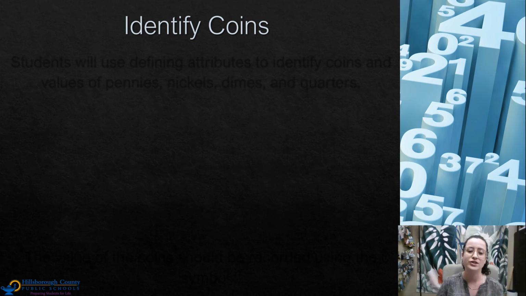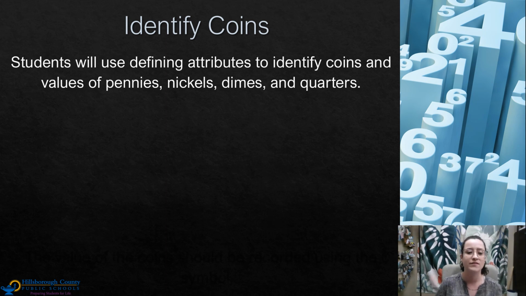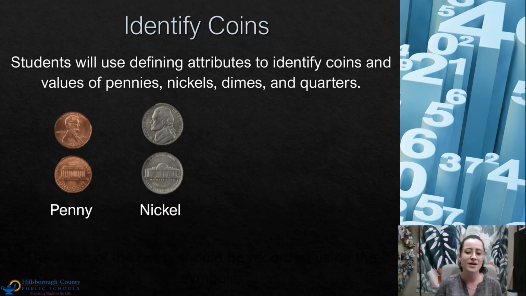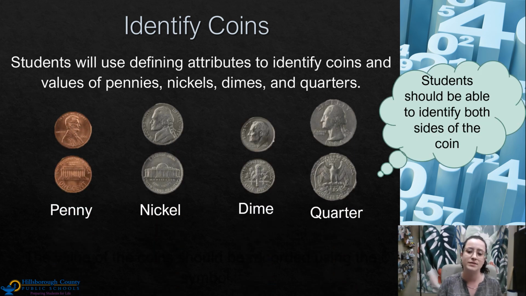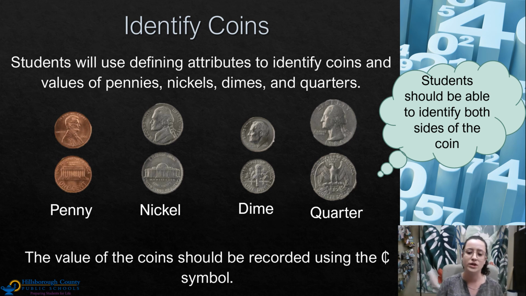In first grade, students should be using defining attributes to identify coins and values of pennies, nickels, dimes, and quarters. It's important to note that students should be expected to identify both sides of the coin, so both the heads and the tails side, as you see on your screen. The value of the coin should be recorded using the cent symbol. First grade students are not expected to use decimals and should use the cent symbol such as seen on the screen. So 1 cent, 5 cents, 10 cents, and 25 cents.